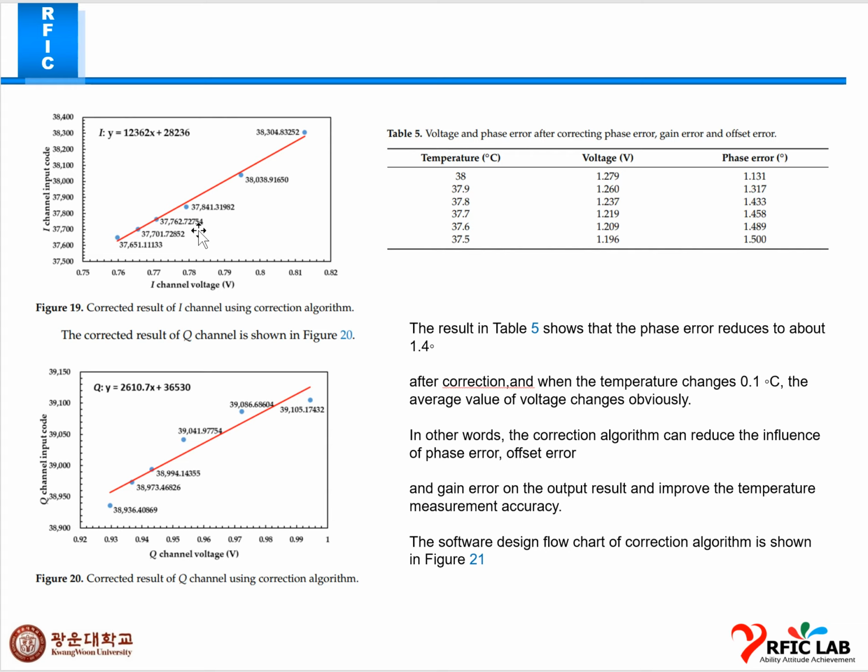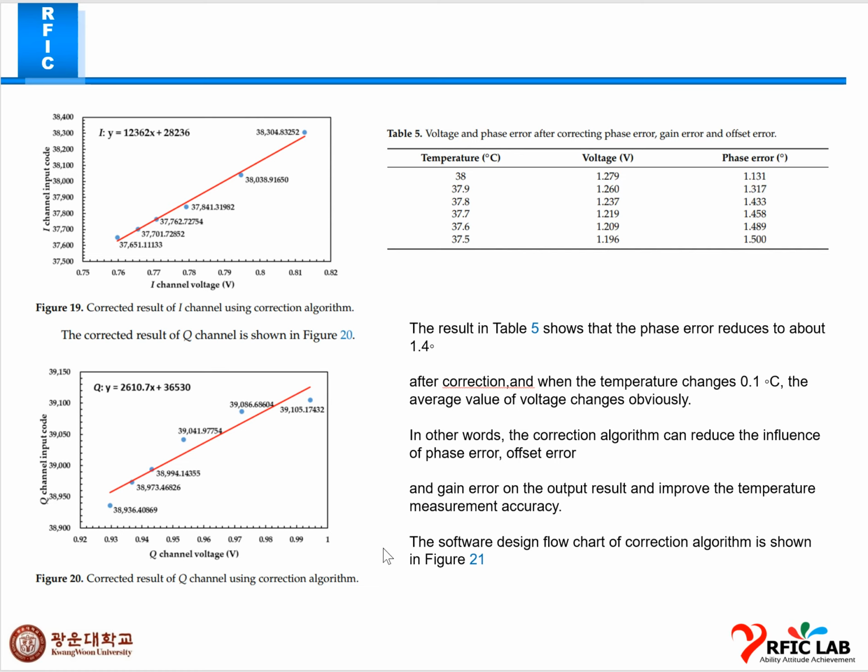This is the corrected result of the I channel using the correction algorithm, and this figure is the corrected result of the Q channel using the correction algorithm. As I showed you before, there was a sample table, and this is the real current value of voltage and phase error. After correcting phase error and offset error, we have a specific temperature with a specific voltage, then the phase error will be like this.